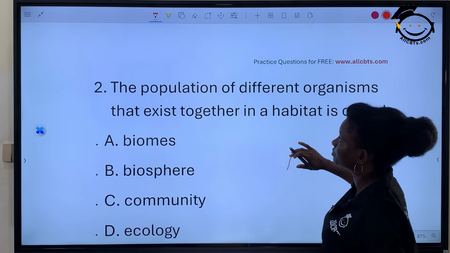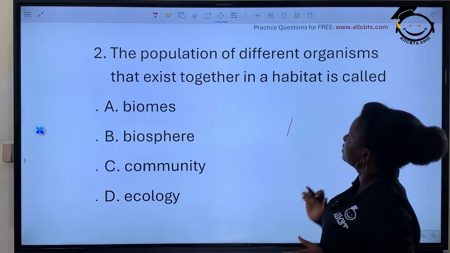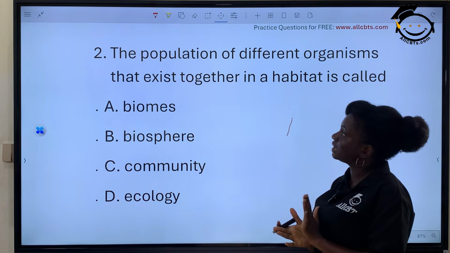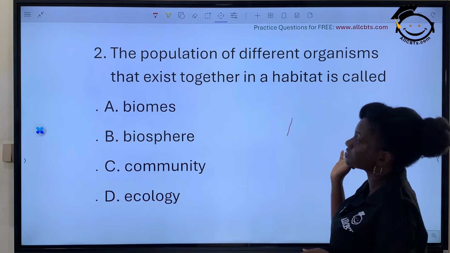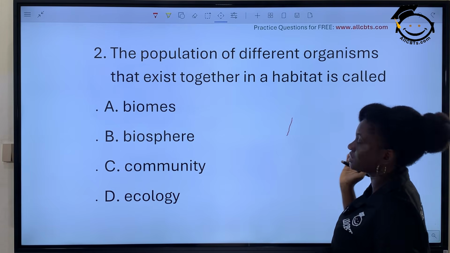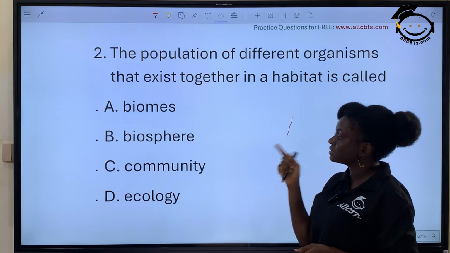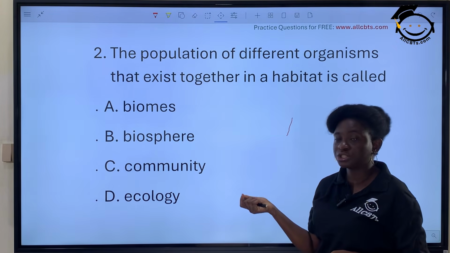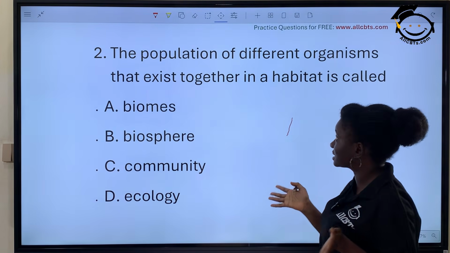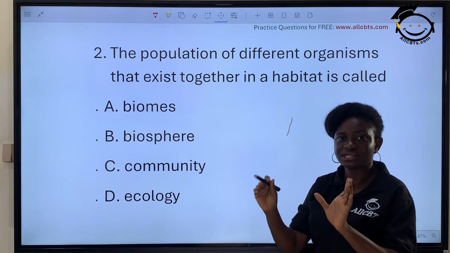Question 2. Alright, so the population of different organisms that exist together in a habitat is called A. Biomes, B. Biosphere, C. Community, D. Ecology. So the question is simply asking what's the population of different organisms in a particular area.